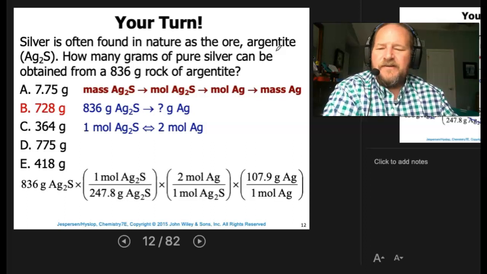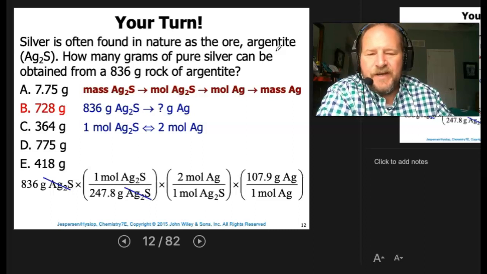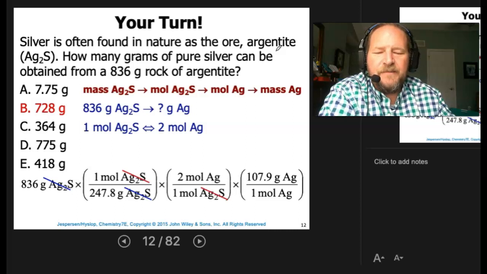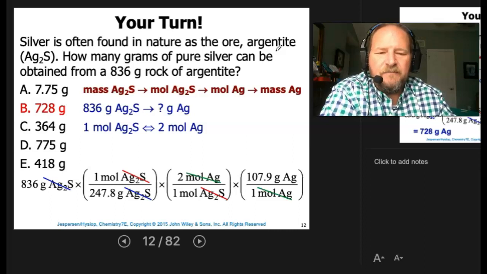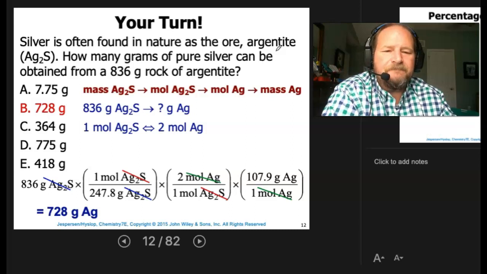So we'll start with 836 grams, divide that by the periodic table of 247.8. Moles will cancel out when we look at the formula, the chemical formula relationship of 2 to 1. And then we'll multiply by the periodic table for silver at 107.9. Moles of silver will cancel out. That's how we came up with 728.